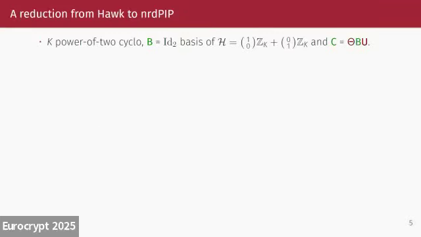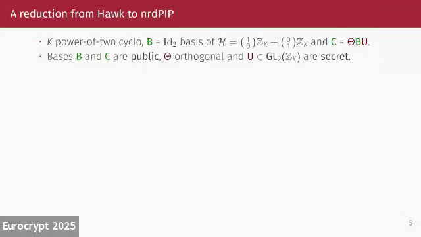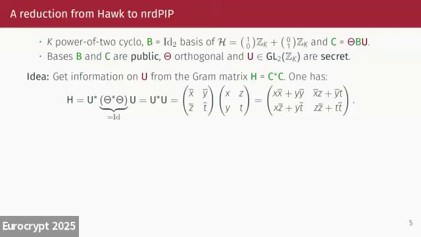So the framework is the following. K is the power of 2 cyclotomic field, B is the 2x2 identity matrix, and C is some theta BU. B and C are public, and theta and U are secret. And the idea is basically to get information on U from the Gram matrix H associated to C. So H is equal to C star C, where C star is the transpose and conjugate of C.